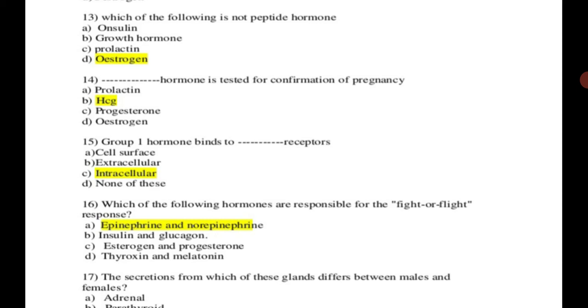Option B, insulin, is required for maintaining the blood sugar level. Estrogen, progesterone, and thyroxine are not the correct answer for this.